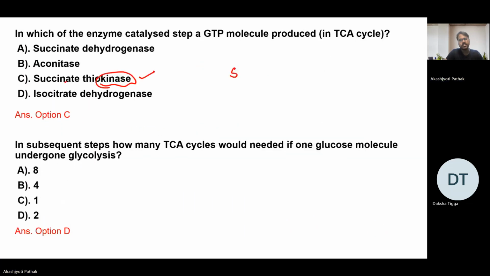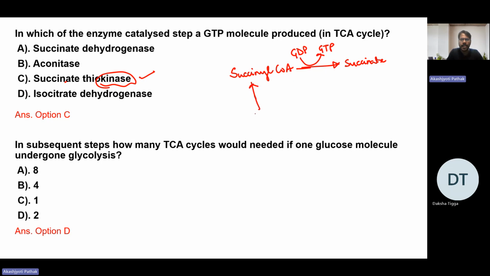Okay. So succinyl CoA is converted to succinate, and this reaction is catalyzed by succinate thiokinase. Succinate thiokinase will form GTP from GDP. Okay. And how is succinyl-CoA formed? Succinyl-CoA is formed from alpha-ketoglutarate.